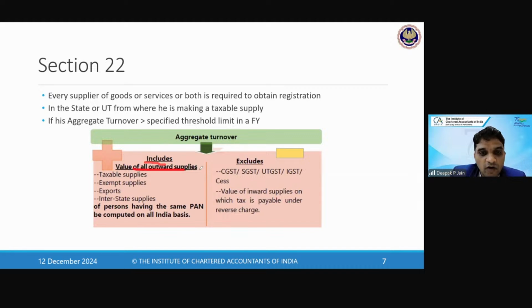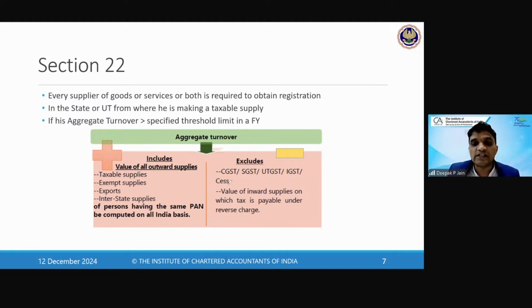includes value of all outward supplies, which is taxable supplies, exempt supplies, exports, interstate supplies of persons having the same PAN. If one person is having one PAN, you have to see the aggregate turnover for all the persons with the same PAN, having taxable supplies, exempt, export, interstate, of persons having the same PAN, computed on all India basis.